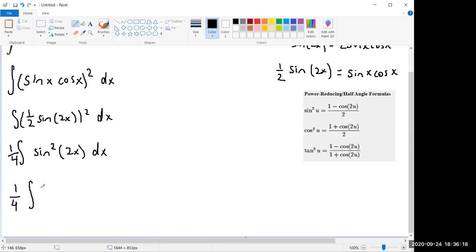1 minus cosine 4x, divided by 2. Yes. Okay. So notice how in the formula, if your input is u, then after you apply the formula, it turns into 2u. So in our case, our original input was 2x, so we changed it to 4x. Okay. All right.